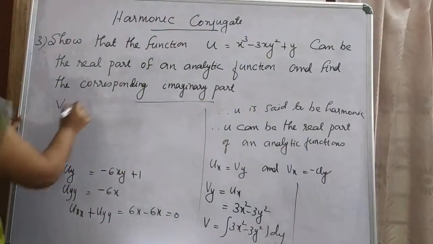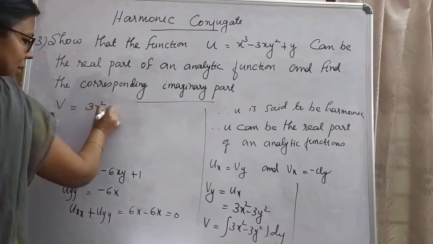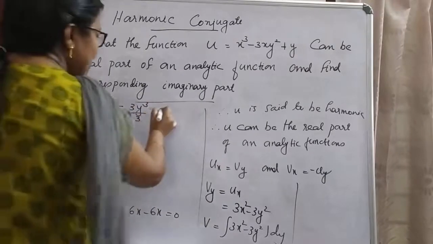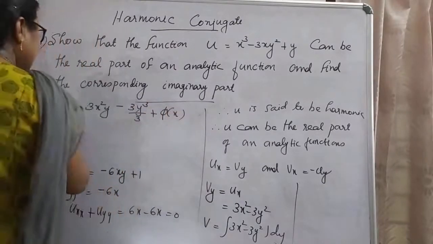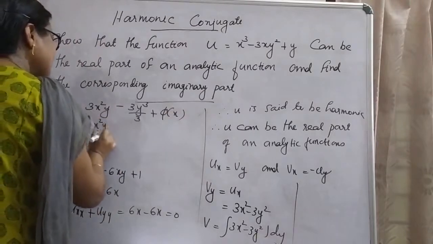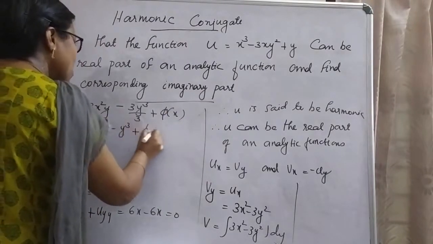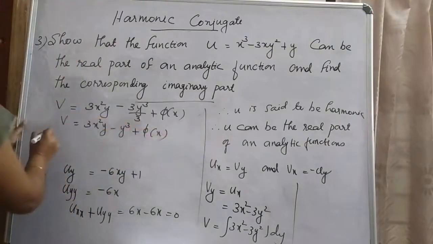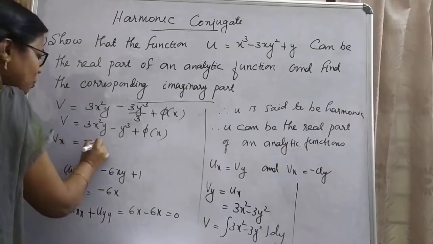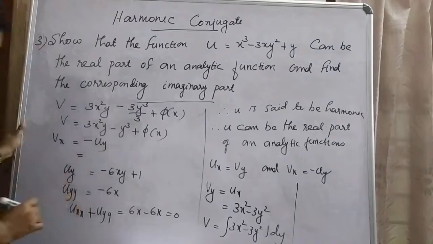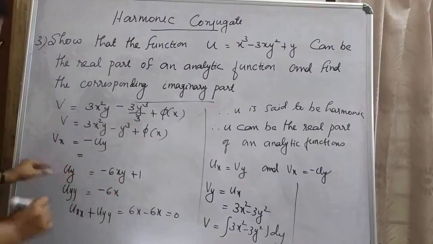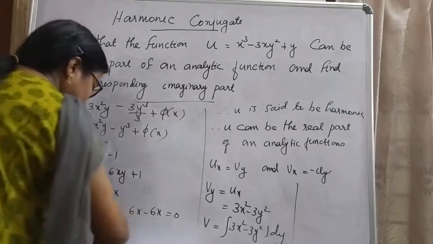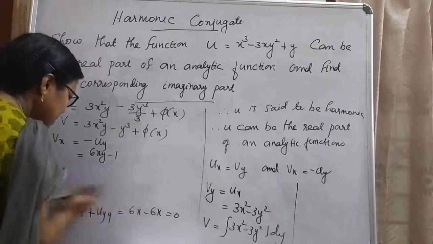3x square y minus 3y cube by 3 plus a constant which should be phi of x. That is v equal to 3x square y minus y cube plus phi of x. Then another CR equation is vx equal to minus uy, which is uy is given. Therefore, vx is minus of uy, which should be 6xy minus 1.